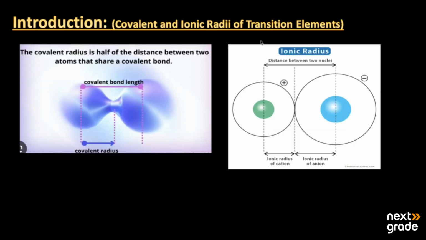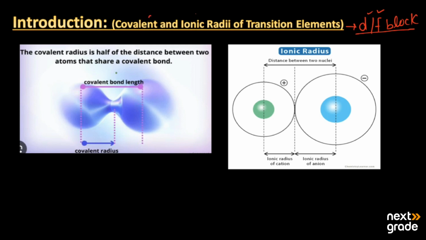So, the topic that we are going to discuss today is the covalent radii and the ionic radii of transition elements. Transition elements are basically the elements called D and F block elements. Why are they called F and D block elements? Because they have their valence electrons in the F subshell and D subshell. Now, here we will discuss their covalent and ionic radii.